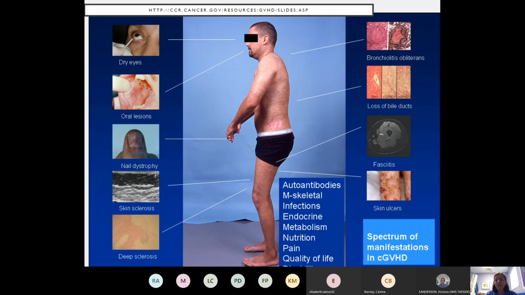And what you can end up with is conditions that resemble scleroderma, morphea, arthritis, Sjogren's, all those horrid chronic autoimmune diseases of adulthood. So you can have dry eyes, you can have lichen planus of the mouth, you can have nail dystrophy, you can have sclerosis of the skin. And sclerosis of the skin is horrible. So when you touch this man's skin, it'll feel like a tree trunk. It'll be stiff. And you can see here that the dermis is expanded with very broad connective tissue.